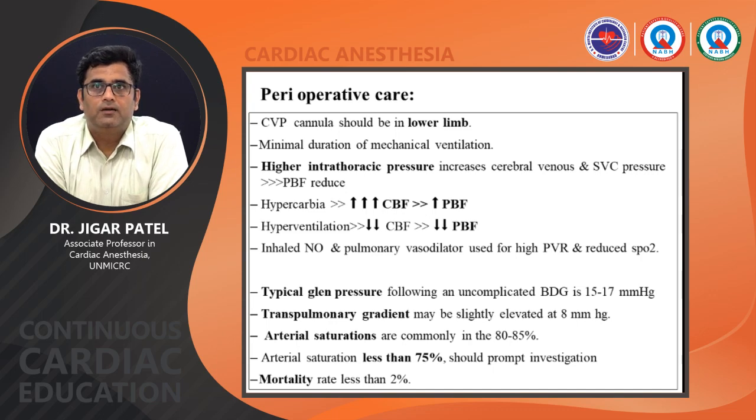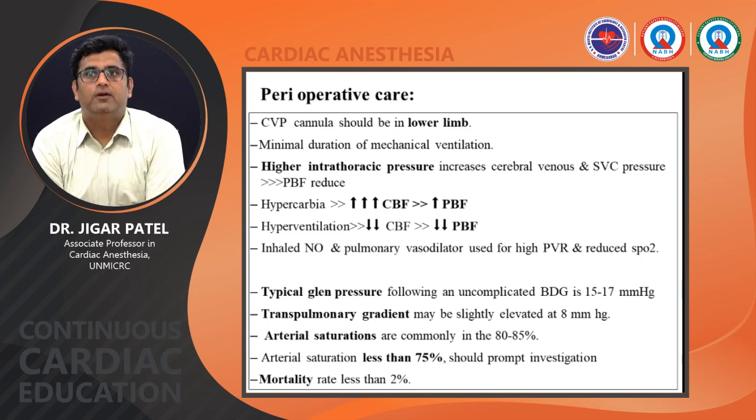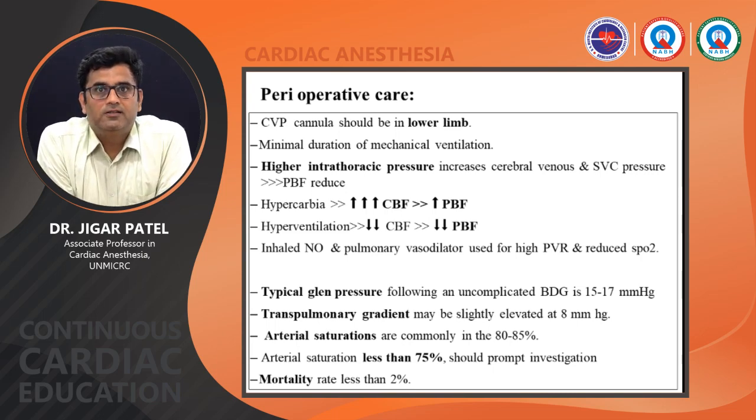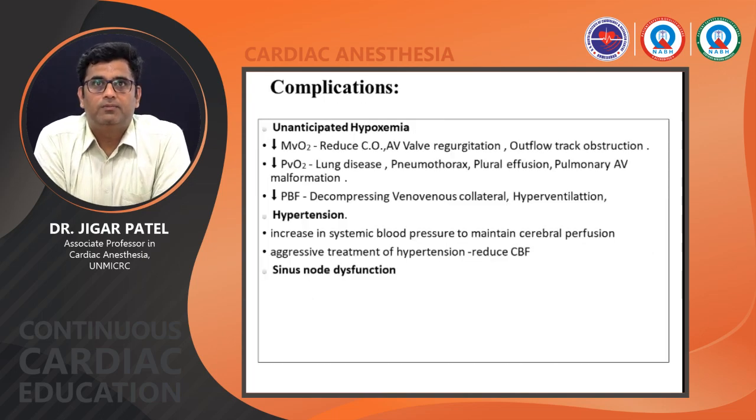And if the patient has a high PVR and reduced saturation, then inhaled NO and other pulmonary vasodilators can be used. Typically Glenn pressure following uncomplicated BDG is around 15 to 17 mm of Hg. Transpulmonary gradient should be around 8 mm of Hg, and arterial saturation is around 80 to 85%. If arterial saturation is less than 75%, then it requires prompt investigation, and mortality of these surgeries is less than 2%.